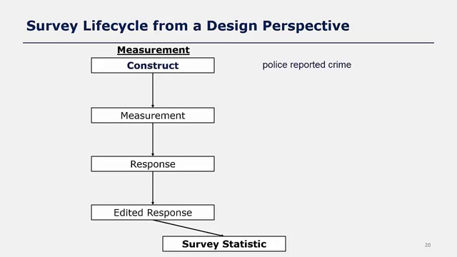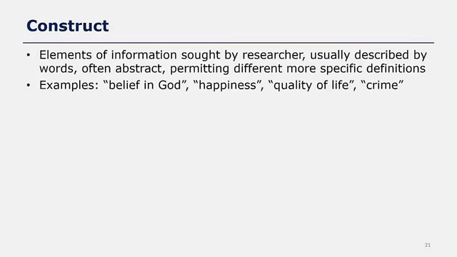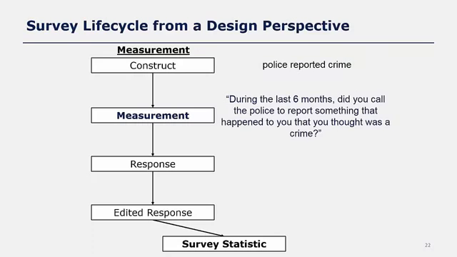On the measurement side, we have a construct. The construct could be police reported crime. That's something a government can be interested in. We have a construct. That means we have all information sought by a researcher, usually described in words. It can be abstract, satisfaction with a class. It can be abstract as in belief in God, or happiness, or quality of life, or, as mentioned before, crime.